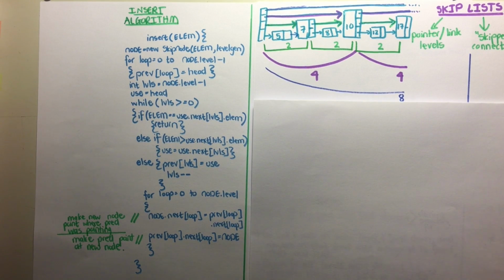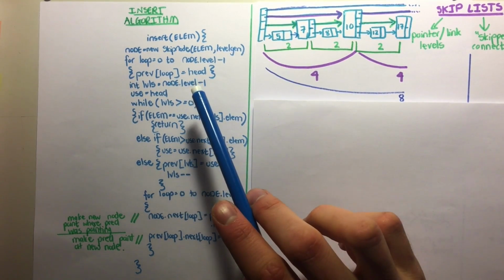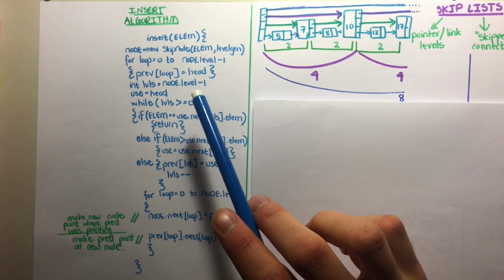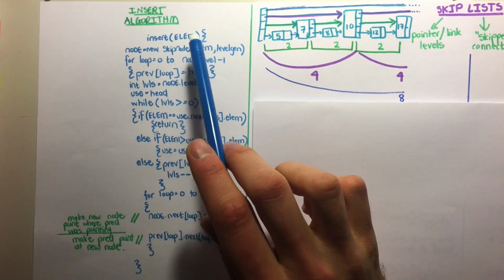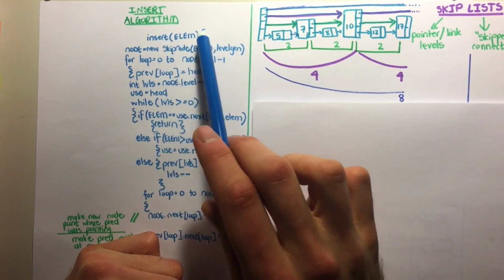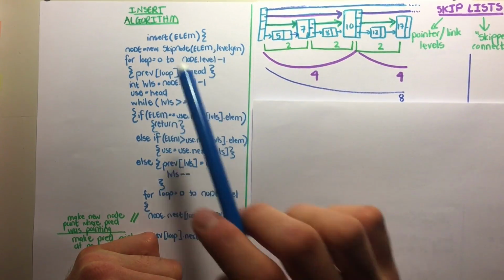So in this video we will look at an insertion algorithm for a skip list. This is the standard way to insert elements into a skip list. So let's go for it. So we have insert, which is our function name, and we have our element which we want to insert.